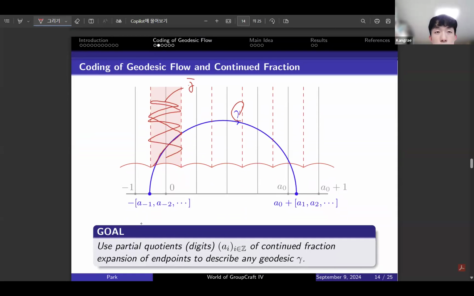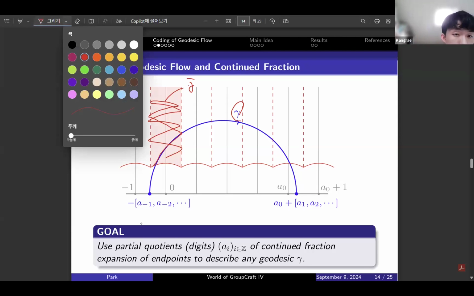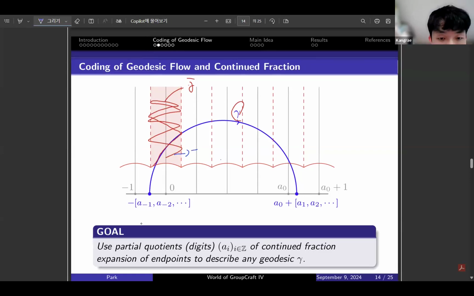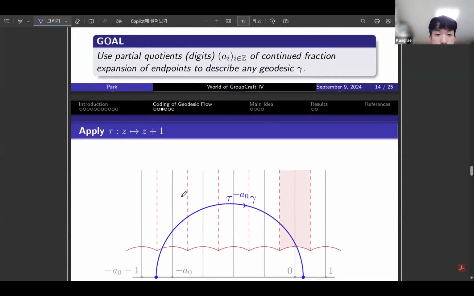And since the modular surface is a quotient of the hyperbolic plane by PSL(2,Z), which is generated by translation tau and inversion sigma, okay? This is tau, and this is sigma. And applying these elements of PSL(2,Z) to geodesics on the hyperbolic plane would not change how we see this geodesic as a geodesic on the modular surface. This is an important fact, and let's move on.